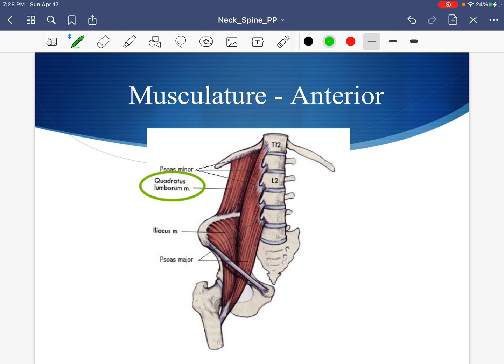The main functions of the quadratus lumborum would be to move the lower part of your trunk. So I'm going to say lower trunk flexion and lateral rotation. This is one of those deeper ones that doesn't really get a lot of credit, but it is very important, my friends.